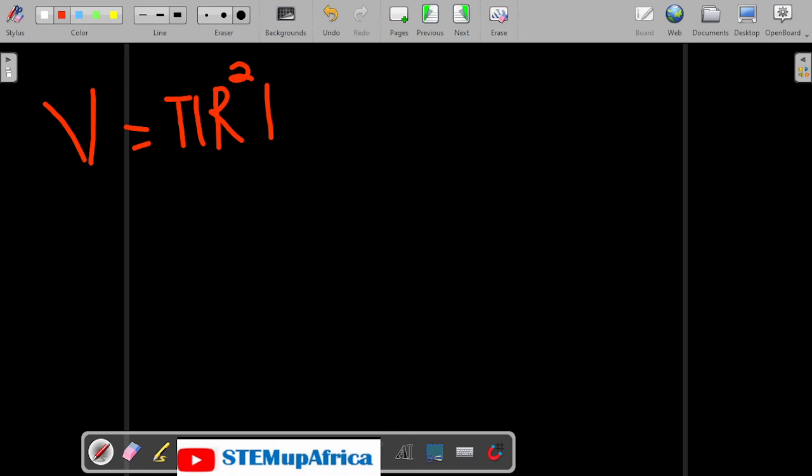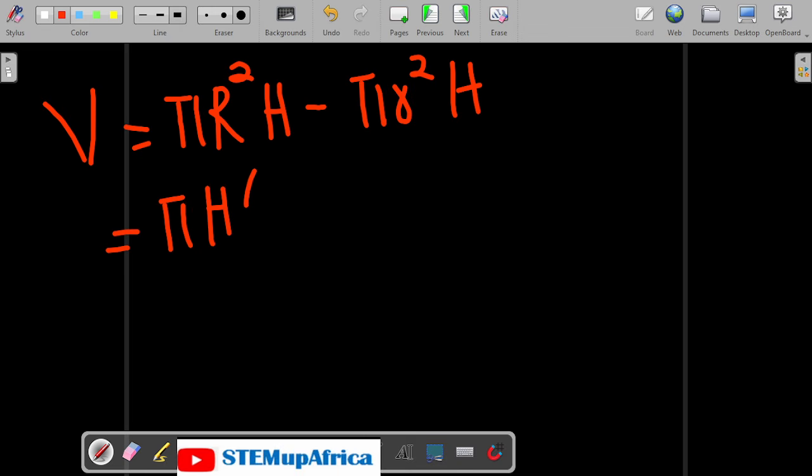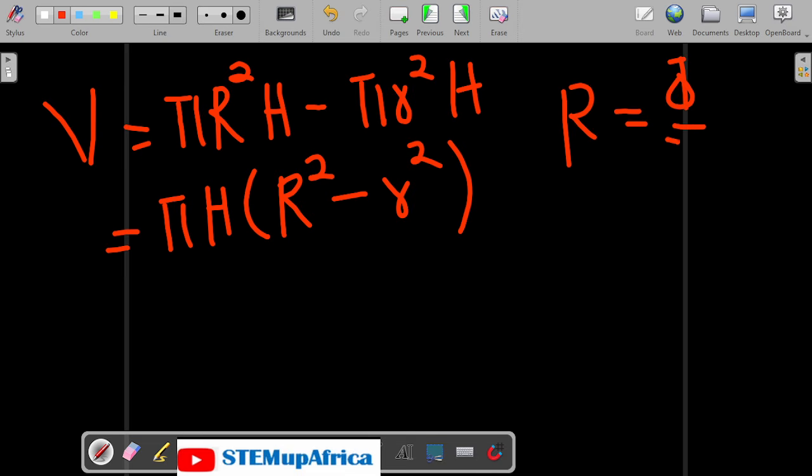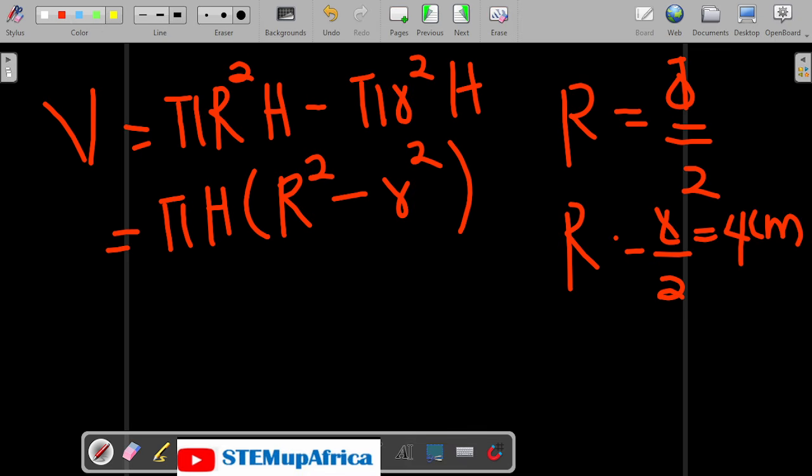So I'm going to have V now is pi R squared h of the outer pipe minus pi r squared h of the internal pipe. So what is common now? Pi h is common. So I'm having big R squared minus small r squared. We know that radius is simply diameter divided by 2. For the external, big R, I'm having 8/2, that will give us 4 centimeters. For the internal, small r, I'm having 6/2, that will give us 3 centimeters.